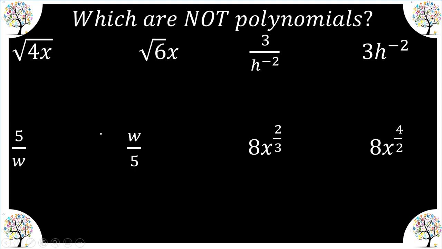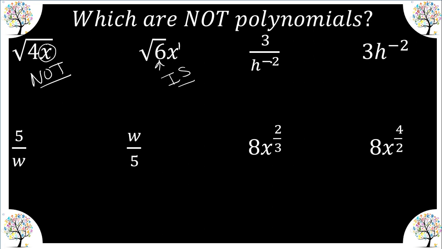So let's go through these and just identify which are not polynomials. So number 1, this first one is not a polynomial because my variable is under the radical. In this example, this is not a polynomial. This one, the radical is over the 6 only. My variable actually has that exponent. That's a whole number. So it is a polynomial.